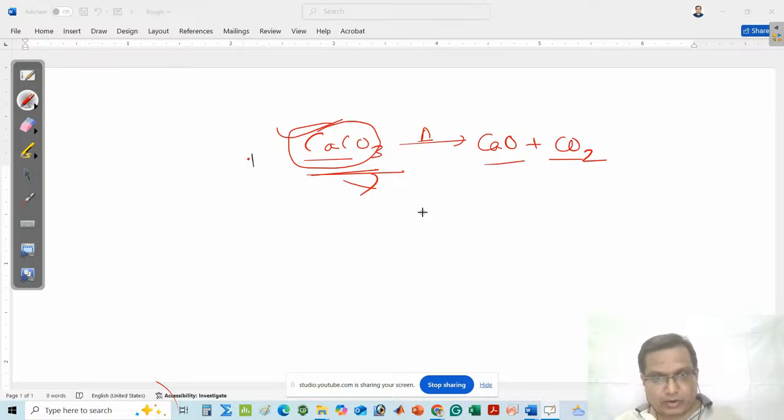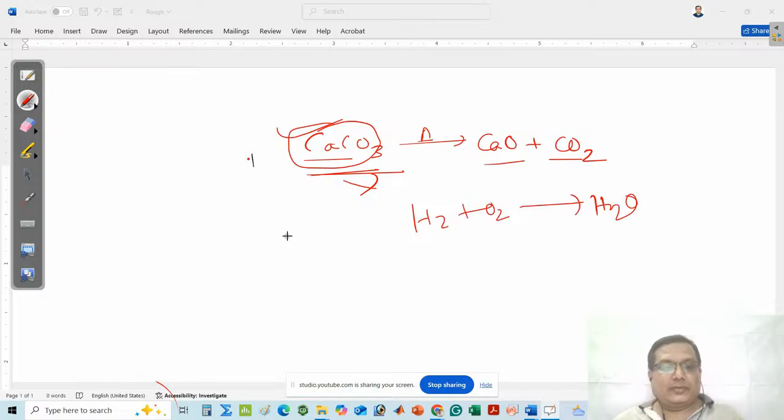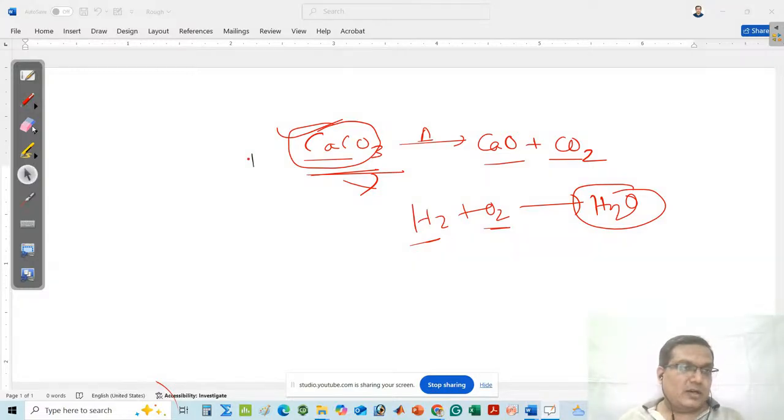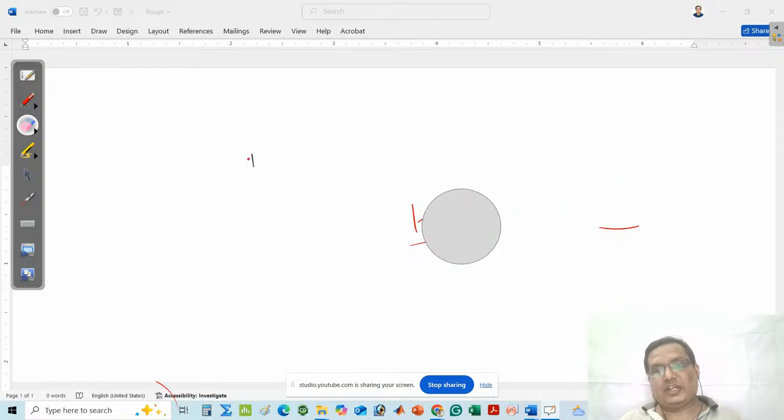But if you think about another example, hydrogen reacts with oxygen to give water. This is also a chemical change, and the property belonging to the substance is said to be chemical property. Here, what happens is that hydrogen needs the help of oxygen, and oxygen also needs the help of hydrogen to form water. Such types of property are said to be chemical properties.